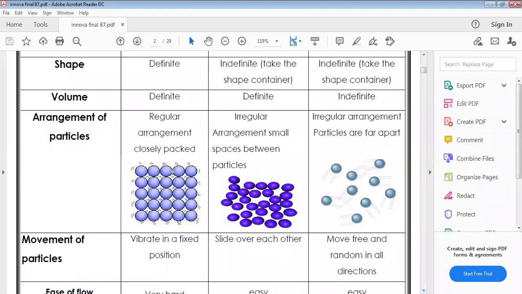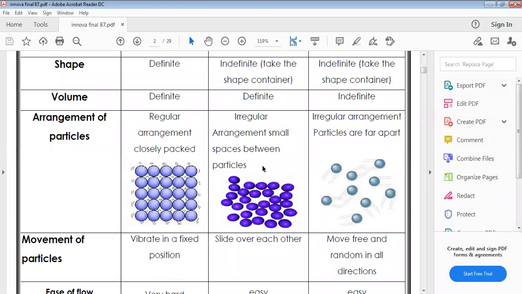Now, in the solid, they are closely packed together, right? So how are they going to move? They are going to move as one unit, so they move together. And this movement will be a vibration, according to the external conditions added to it, meaning when they gain energy, like heat. So again, the arrangement of the solid is regular, closely packed. What about the movement? It vibrates in a fixed position.